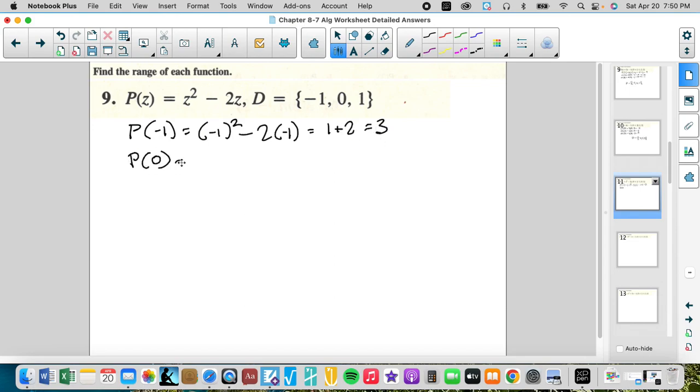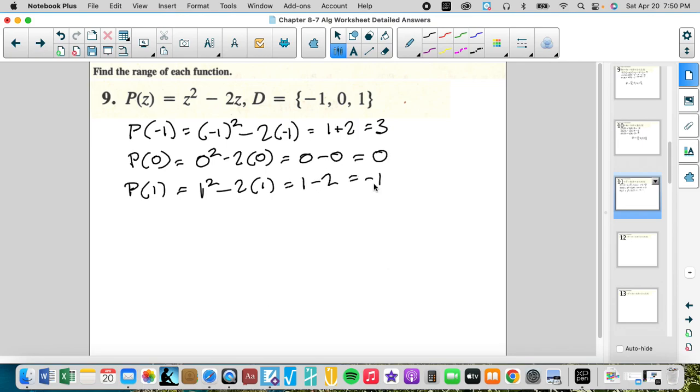P of 0 equals 0 squared minus 2 times 0 equals 0 minus 0, which equals 0. P of 1 is 1 squared minus 2 times 1. And the reason why we have parentheses here is because we're showing multiplication. The reason why I don't need parentheses here is because there's no negative sign to include, to show the inclusion. So that's 1 minus 2, which is negative 1.